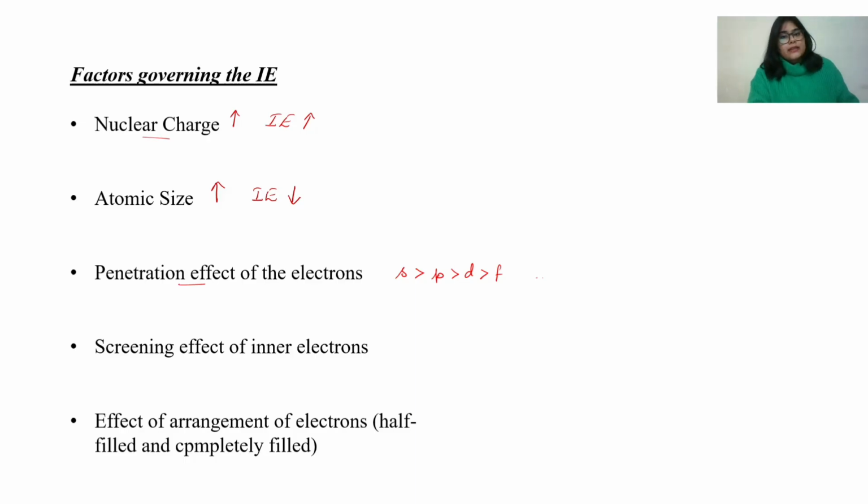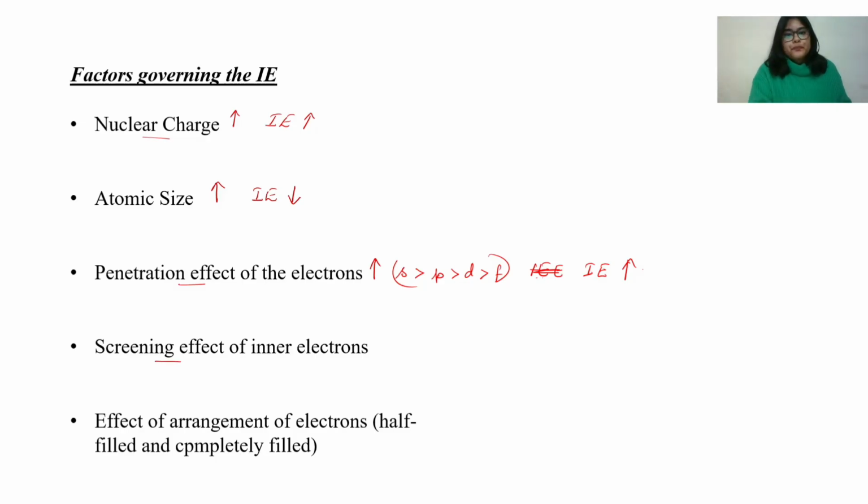So I can say when penetration effect of an electron increases, ionization enthalpy would increase, right? So when penetration effect of the electrons increases, ionization enthalpy will also increase. Next is screening effect of inner electrons.